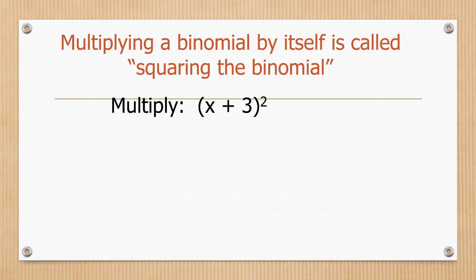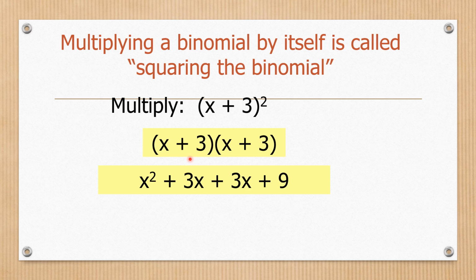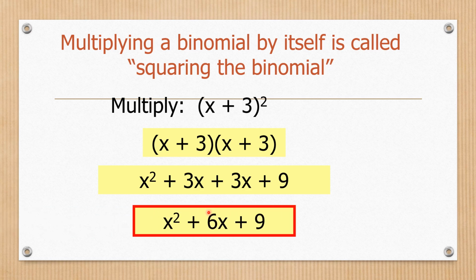Next. Multiplying a binomial by itself is called squaring a binomial. So let's have this one. That's supposed to be like this. So we multiply both sides. You can use FOIL there. Okay, so that's the result, and then there is another technique here. We can use the formula.